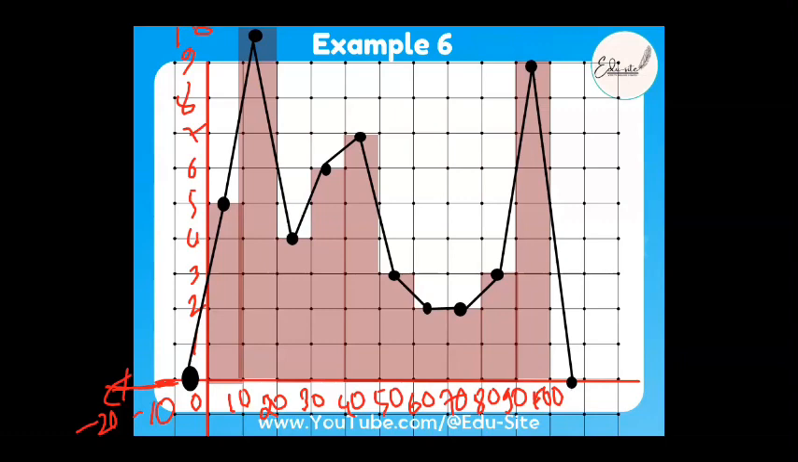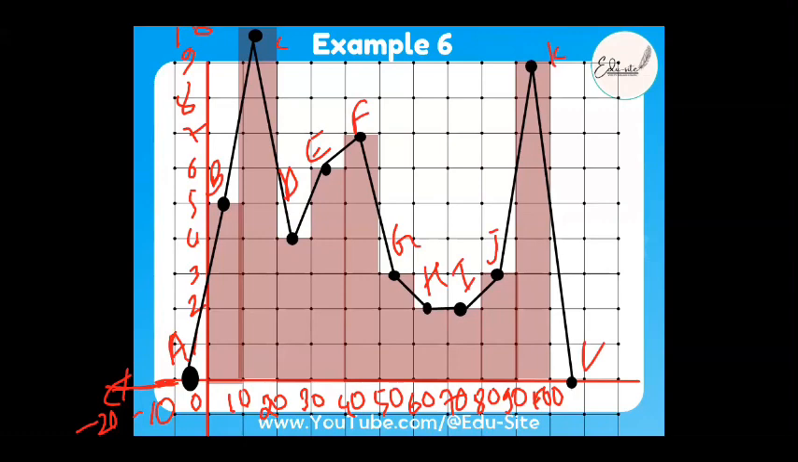Where will you start from? Starting from this point, A. This point you will write as B. This is the third point, C. This is D, E, F, G, H, I, J, K, L.